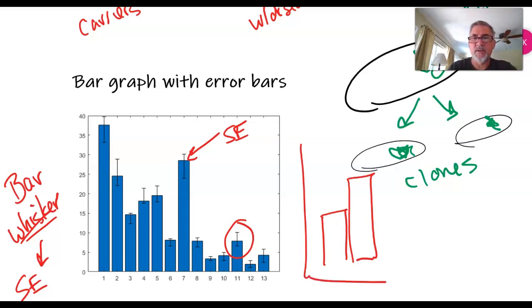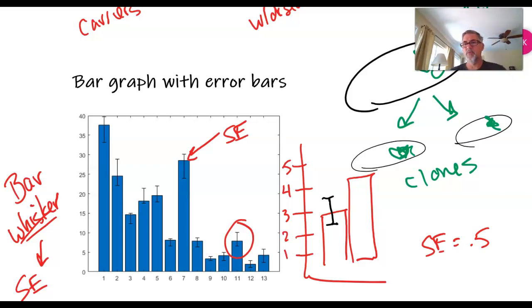So I've got my y and my x. So 1, 2, 3, 4, 5. If my standard error is equal to 0.5, then I simply include a 0.5 error there. So if that's what it's asking you to do, I just want you to be prepared for it.